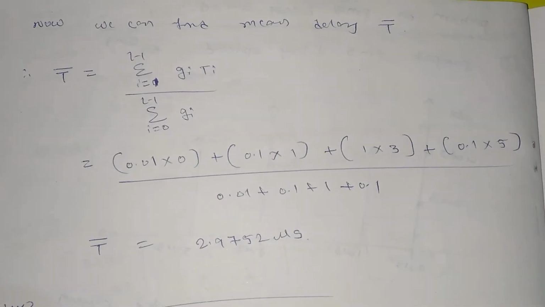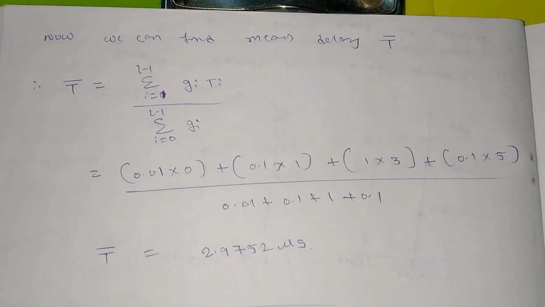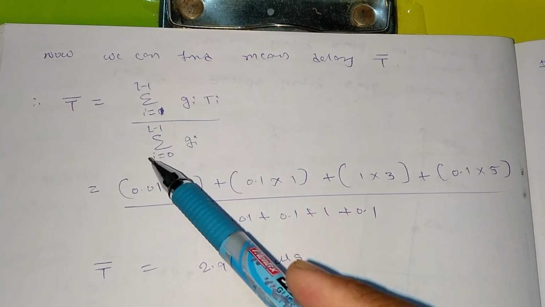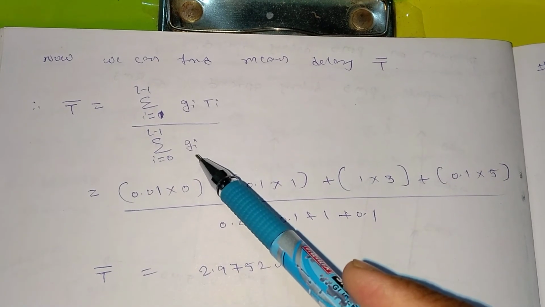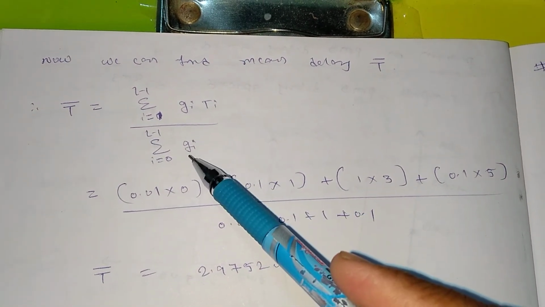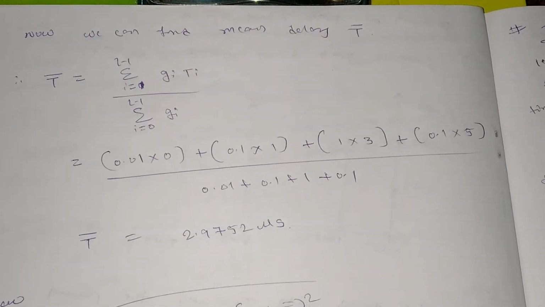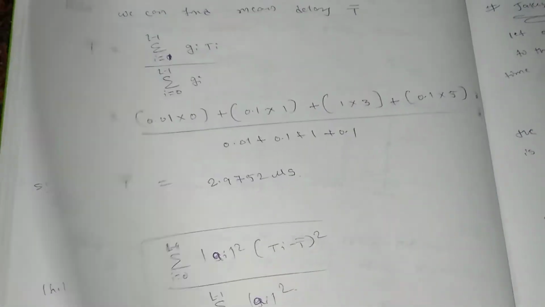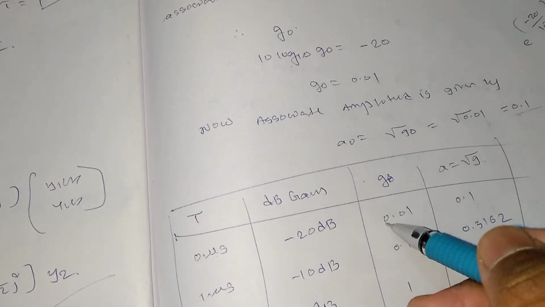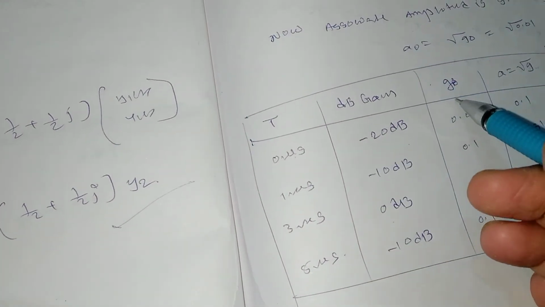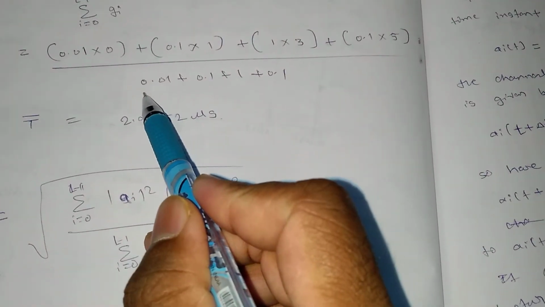Alright, so we'll start with calculating the mean delay, T bar. T bar is the sum for i equal to 0 to L minus 1 of Gi Ti, divided by the sum for i equal to 0 to L minus 1 of Gi, where G stands for the power and T is time. So just take all the elements: first Gi is 0.01 here, and Ti is 0 microsecond. I will multiply Gi into Ti, divided by the sum of Gi, which starts with 0.01.